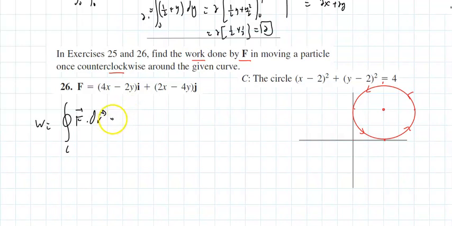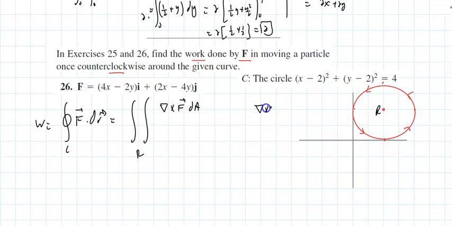I'm not going to stop. I'm going to keep on doing that. By Green's theorem, since this is closed, this is the double integral over this region R of del crossed with F dA. What is del crossed with F?